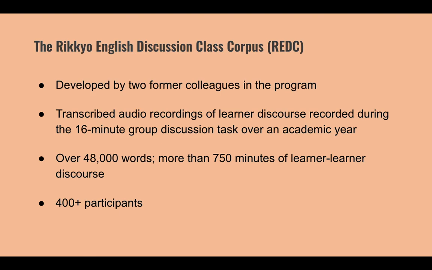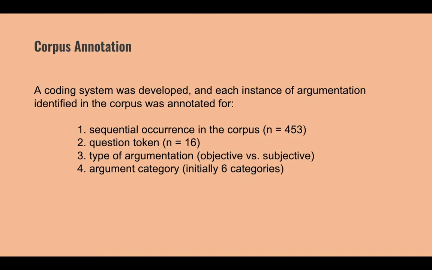Here are the details of the corpus. Although the corpus is not large relative to full-scale corpus studies, the data was sufficient to conduct our study. In order to use the corpus for our study, a system of codes was developed for use during Corpus Annotation. 4 codes were used in total. Initially, these codes included 6 argument categories.